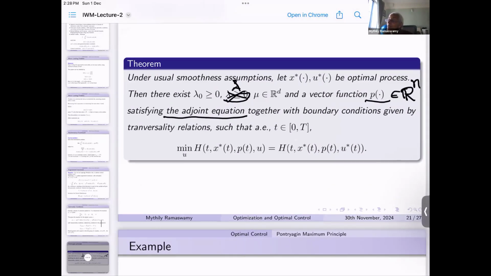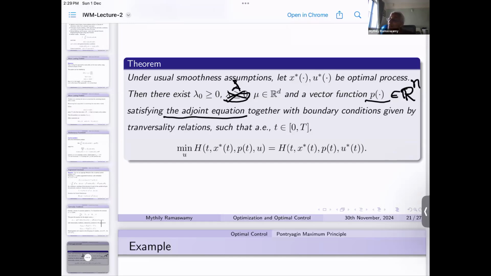And the last one you will get by minimizing with respect to the variable u, which I didn't mention earlier. So if you minimize with respect to u, the minimum of the Hamiltonian H will be attained at x star, u star, and p of t. That u star will be the minimal point. So that is the Pontryagin maximum principle or minimum principle, the way you write the H.